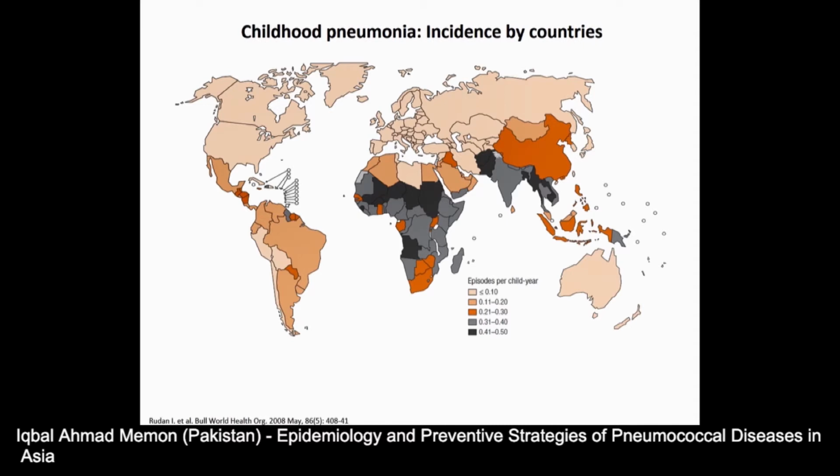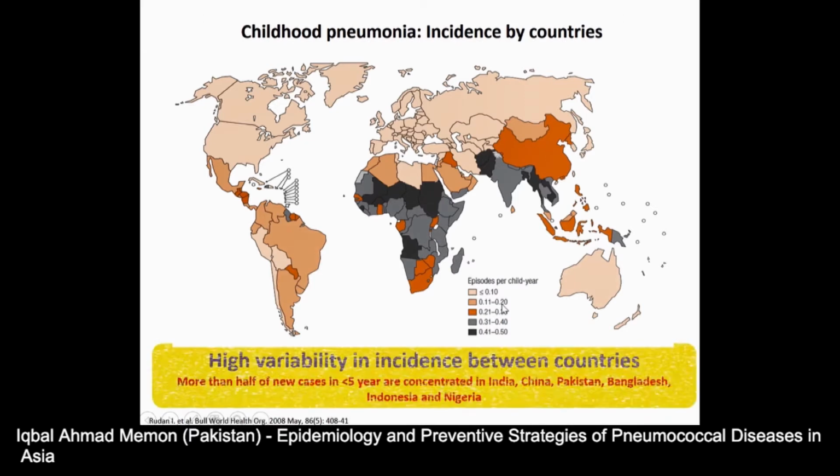This childhood pneumonia incidence map of the world once again shows the shading more in Asia, as in Africa, and the rest of the countries have a much lower incidence in episodes per child per year. It also points out there is high variability in incidence between countries, and it's worth pointing out that more than half of the new cases in under 5 are concentrated in India, China, Pakistan, Bangladesh, and Indonesia. Only 1 country from Africa comes in this list.